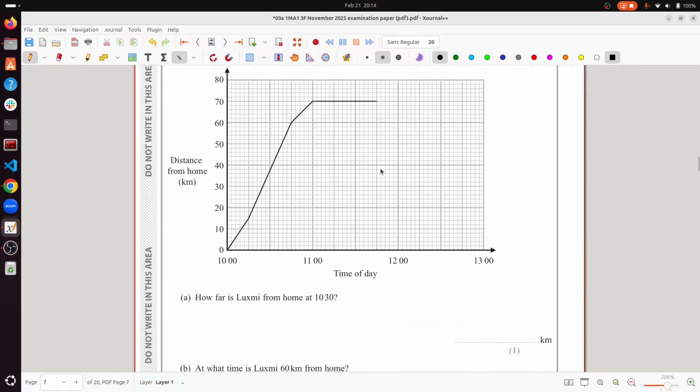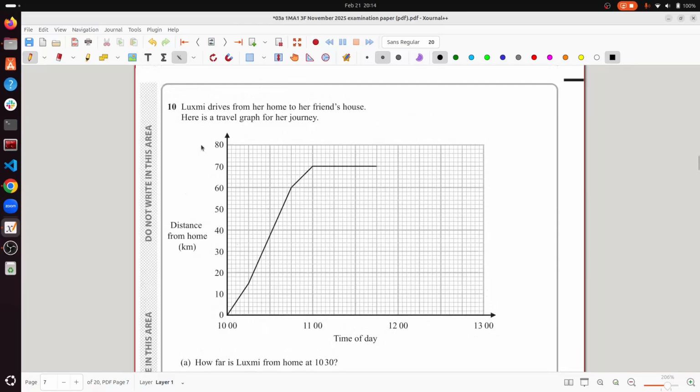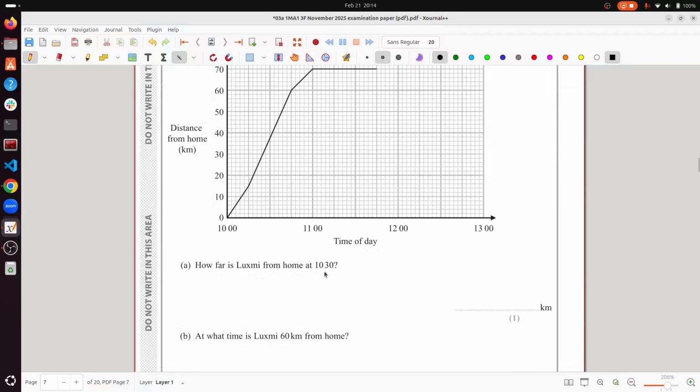For number 10, it says Lakshmi drives from her home to her friend's house. Here is a travel graph for her journey. How far is Lakshmi from home at 10:30? So at 10:30, we trace this back, and each one there is 10, so that means each box there should be 2. So we know that that is 30, that should be 36. So that is 36 kilometers away from home.